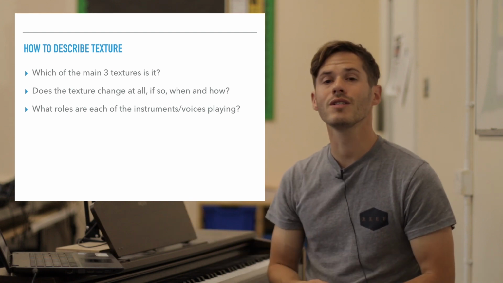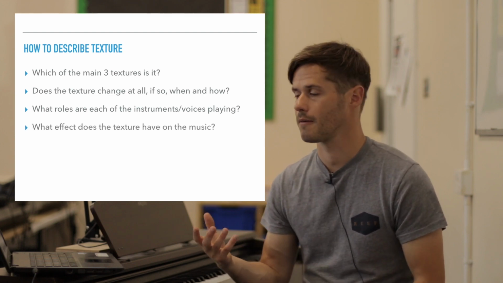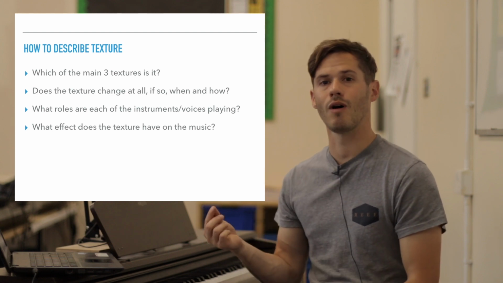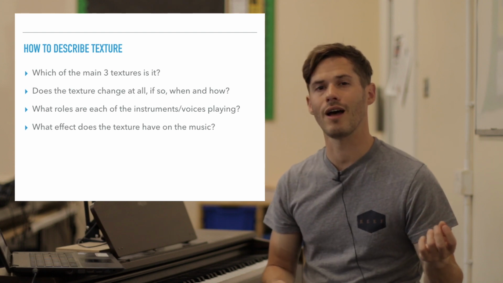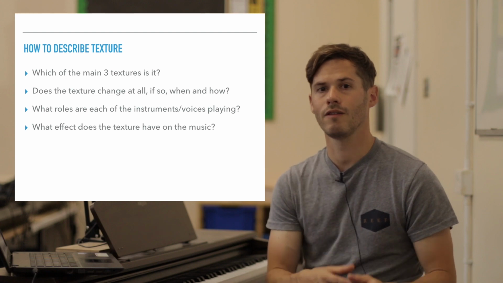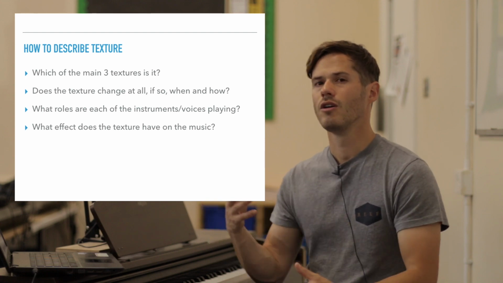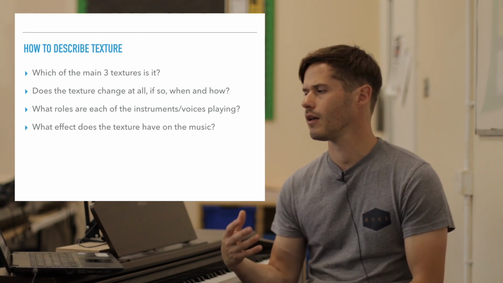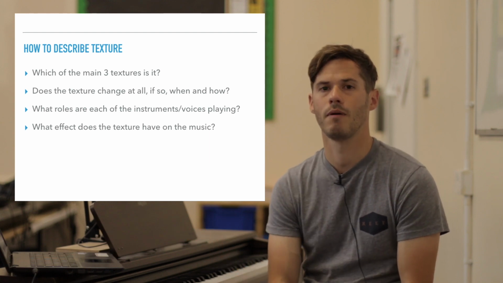And finally, you always need to say what effect the texture is having on the music and the purpose for it. And if you think back to our pictures at the beginning, if we had music for a kind of lonely person on their own, it would be very different to the music for a crowded street. And so you always want to think of the purpose of the music and think, how is the texture of the music contributing to that purpose?